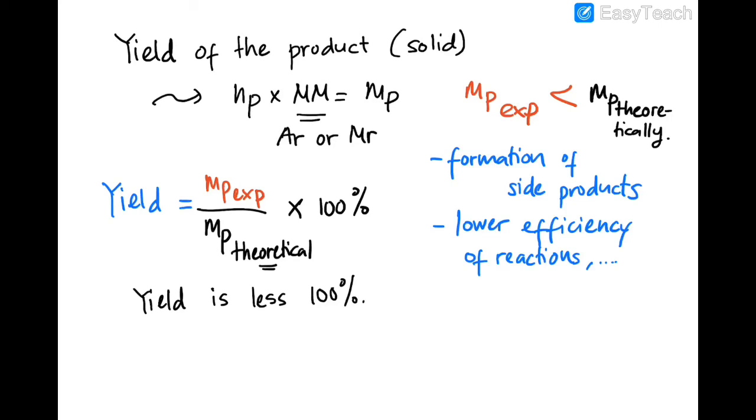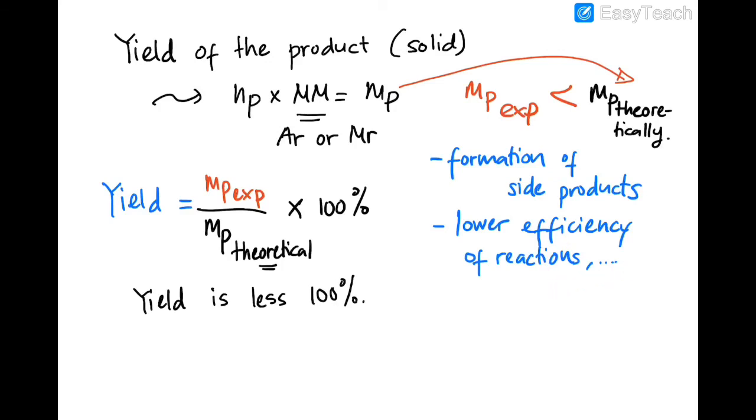Now, the mass that we get from the stoichiometric calculation is actually the theoretical mass, while in reality, experimentally, the mass that we get of the products is almost always lower than the mass that we expect to get in the stoichiometric calculations. This can be due to formation of side products, or it could also be due to lower efficiency of reactions, and so on.